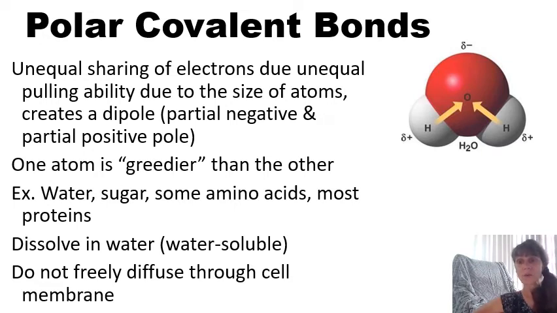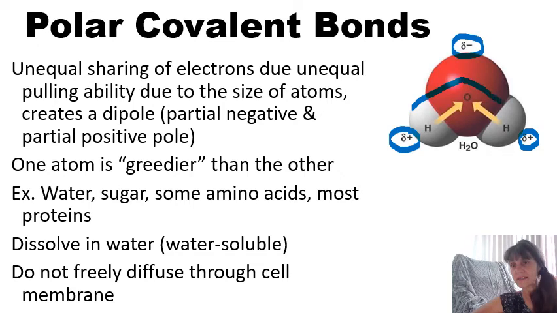If we look at the water molecule on the top right of this slide, you'll notice that oxygen has a partial negativity, and the two hydrogen atoms have partial positivity. You'll also notice that this molecule is not linear. It's got a bent configuration or shape.